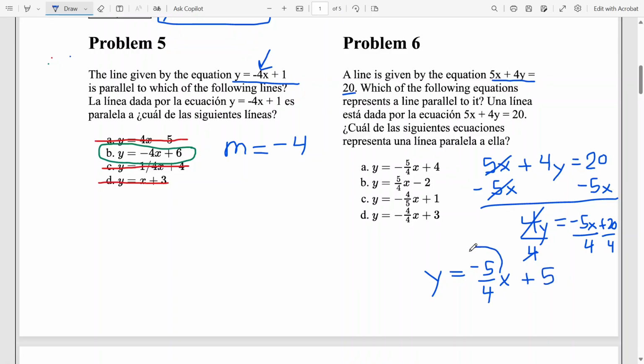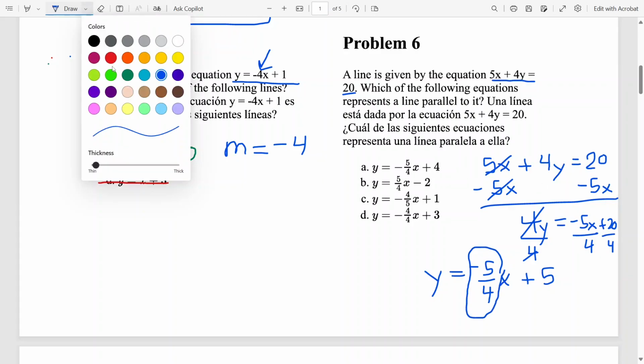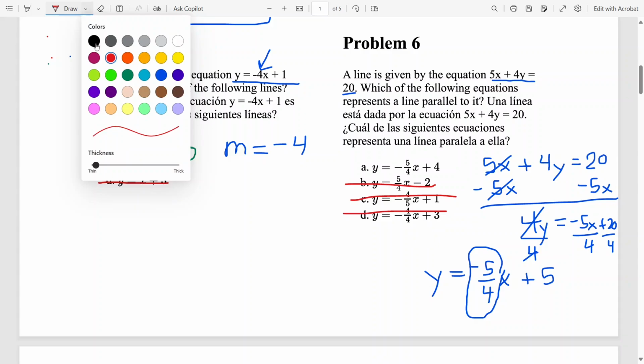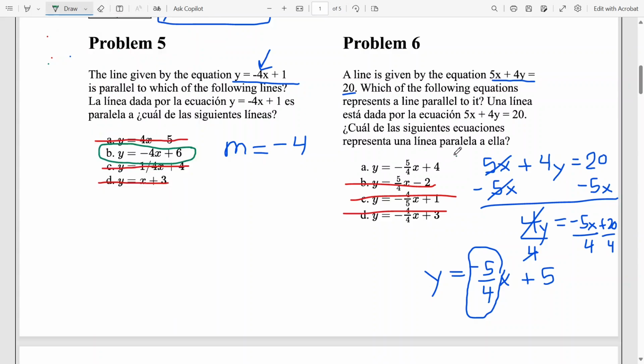Now I want a line that has a slope of -5/4. So let's first cancel out the ones that aren't -5/4. So +5/4 doesn't work, -4/5 doesn't work, -4/4 doesn't work, but solution A is y equals -5/4 x plus 4. So we have the same slope and a different y-intercept. That's important too, because if it was the same y-intercept, it would be the same line. But we have a different y-intercept, so the line in solution A is parallel to the line 5x plus 4y equals 20.